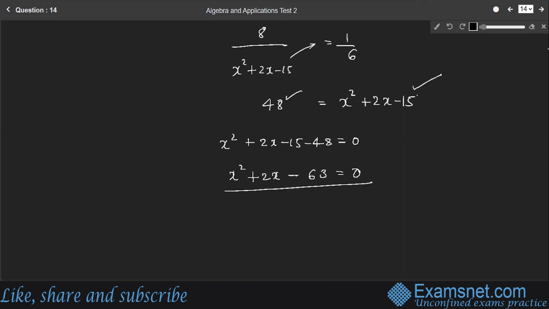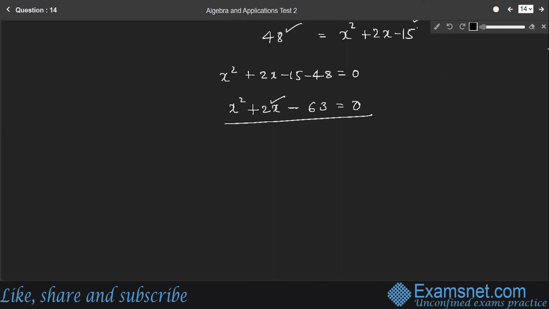So here is a quadratic equation. Split the middle term to find the value of x. The sum of the numbers should be plus 2 and their product should be minus 63. Therefore, the numbers are plus 9 and minus 7. So 2x can be written as plus 9x minus 7x. The product of 9 and minus 7 is minus 63, so minus 63 is the remaining term, is equal to 0.